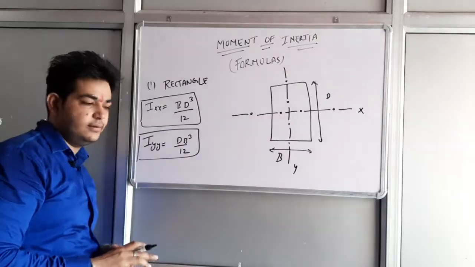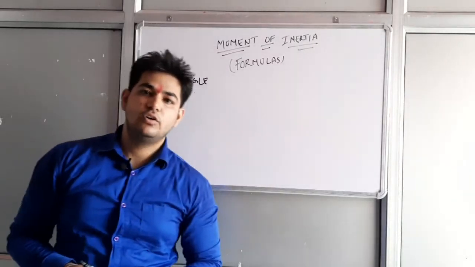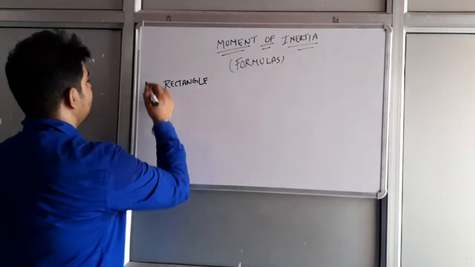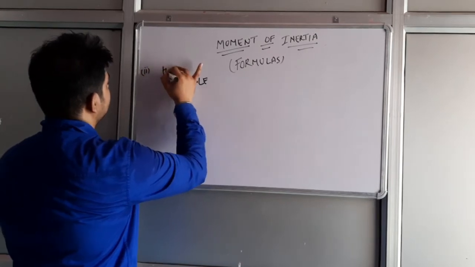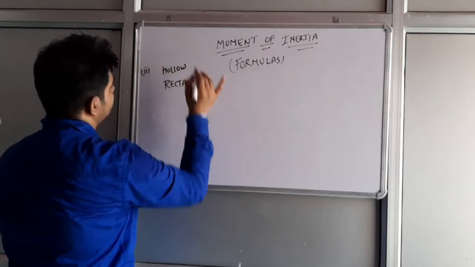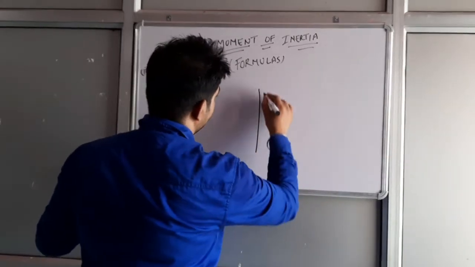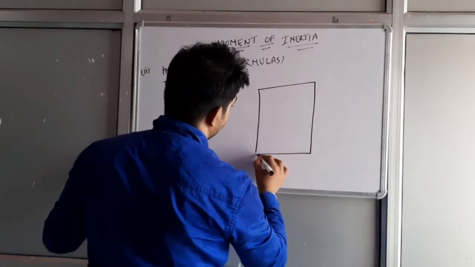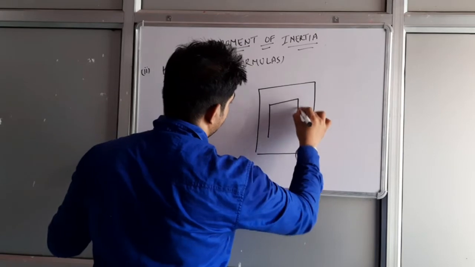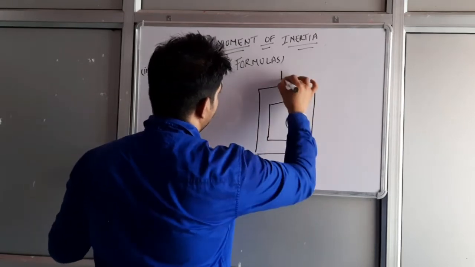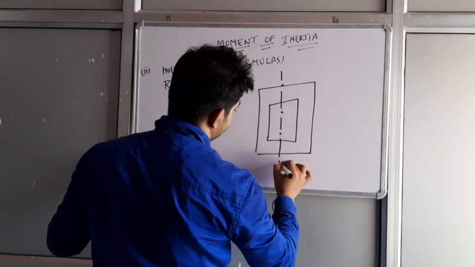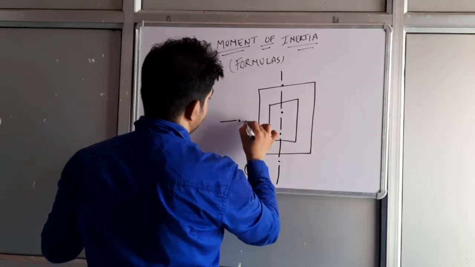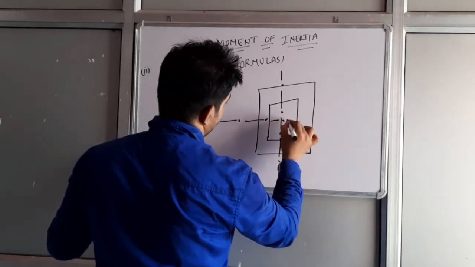Now the second one is hollow rectangle. Now let us draw a figure. This time we are taking hollow rectangle. Let us draw y-axis. Now x-axis.